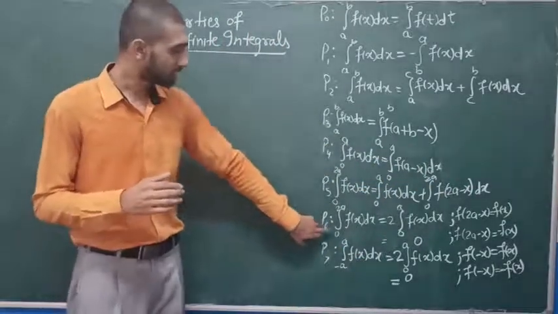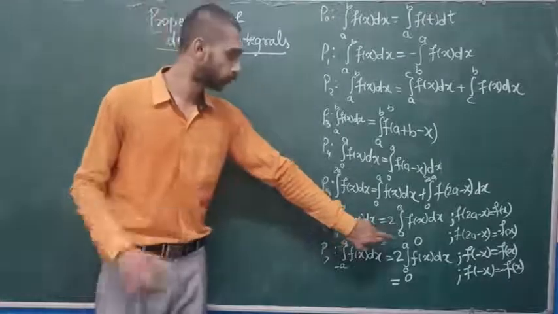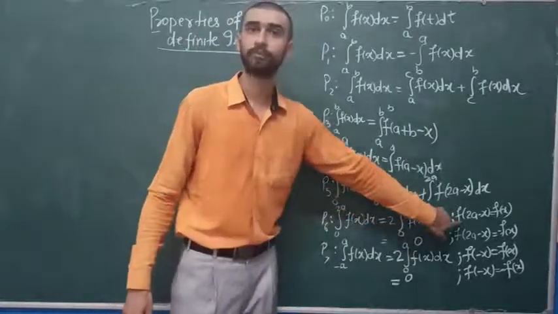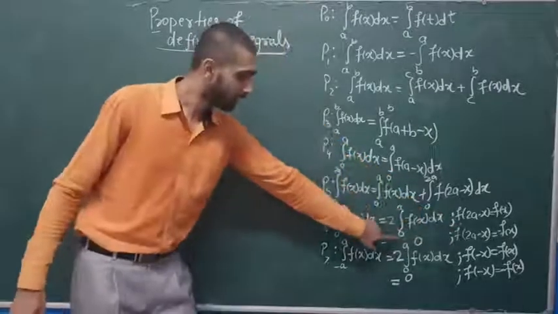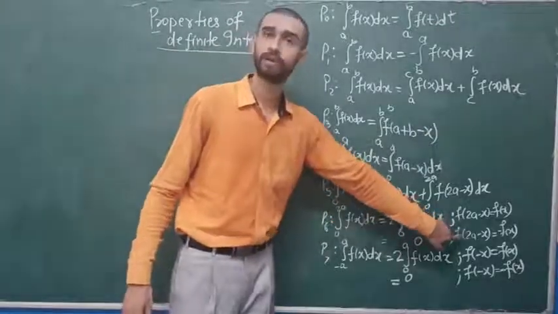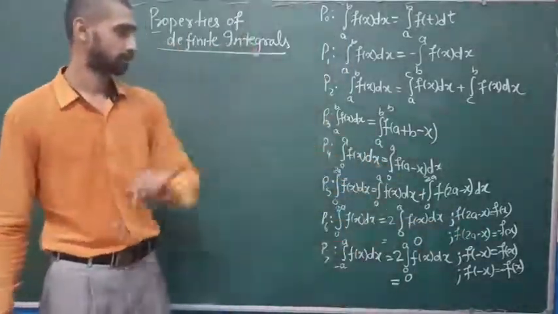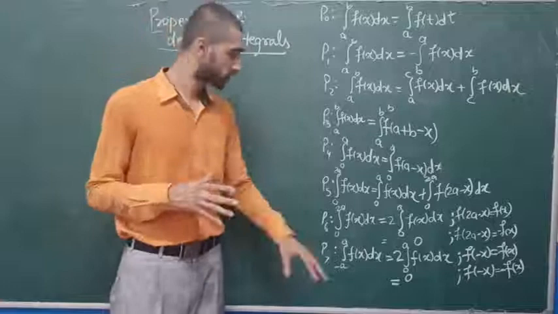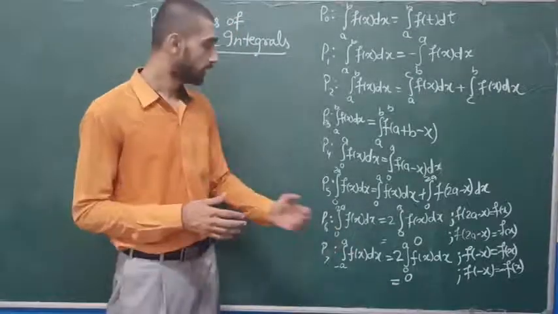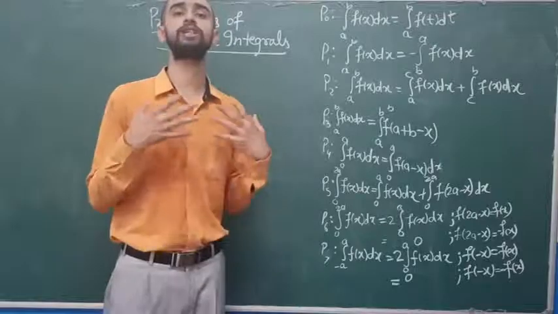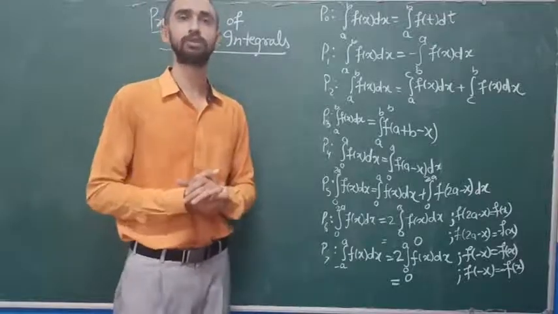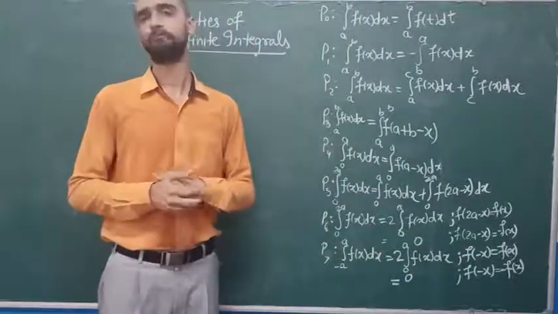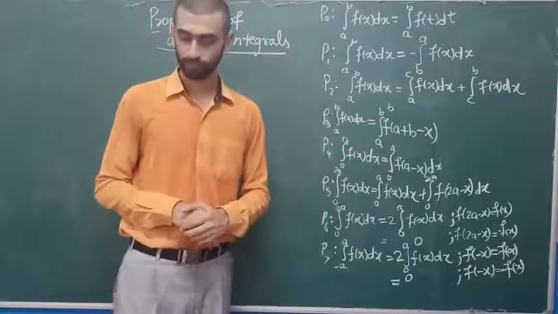Now P6 says integral 0 to 2A fx dx equals 2 times integral 0 to A fx dx if f(2A minus x) equals fx, and it will give 0 if f(2A minus x) equals minus fx. P7, the last property, says integral minus A to A fx dx equals 2 times integral 0 to A fx dx when the function is even, that is f(minus x) equals fx, and it gives a value of 0 when the function is odd, that is f(minus x) equals minus fx.